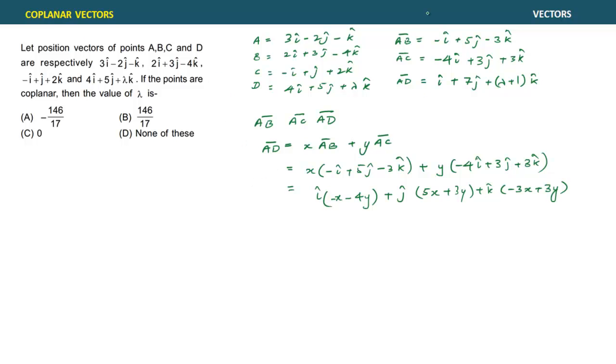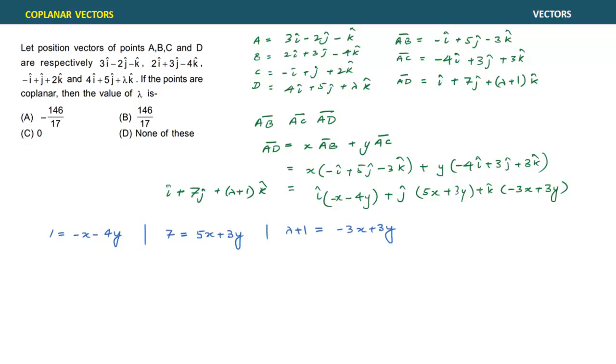Okay, and this must be equal to your AD vector. So what is your AD vector? AD is i cap plus 7j cap plus (lambda plus 1) k cap. So if both the vectors are equal, then the components of i, j and k cap must be equal. The first equation that you will get is 1 is equal to minus x minus 4y, right? The next equation, by equating the j component, is 7 is equal to 5x plus 3y. And the third component will be lambda plus 1 is equal to minus 3x plus 3y.